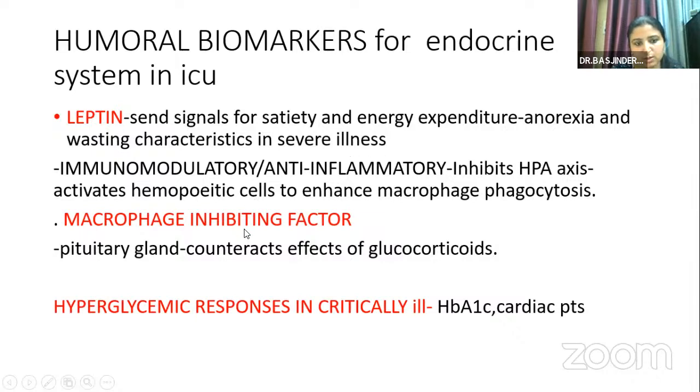Another factor which has been studied is macrophage migration inhibitory factor. It is released by the pituitary gland. It counteracts the effects of glucocorticoids, and hence these biomarkers are not used in routine day-to-day practice.